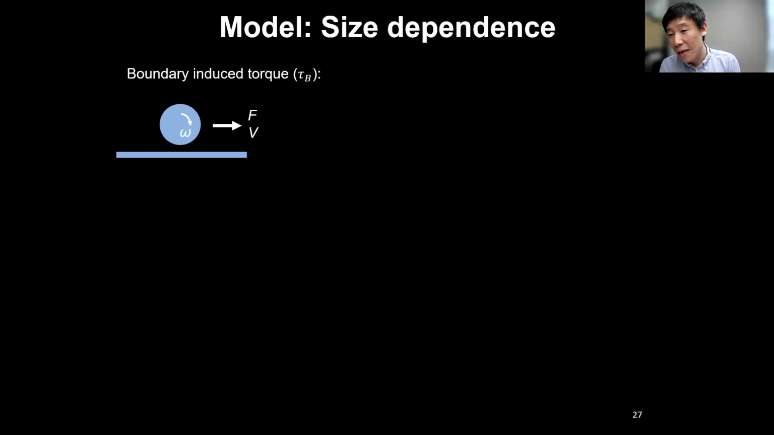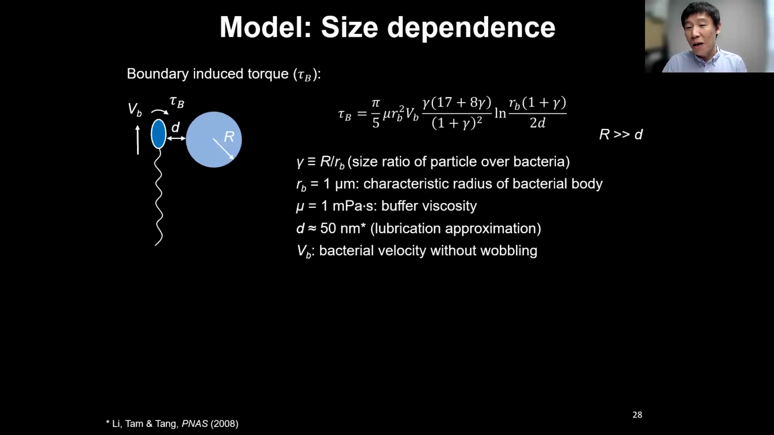People know that, right? So now let's introduce this idea. Consider when bacteria swim next to a particle. When a bacterium swims next to a solid particle, the bacterium will feel an extra torque toward the particle due to this boundary-induced torque. And you can calculate that using lubrication theory, which gives you this formula here.